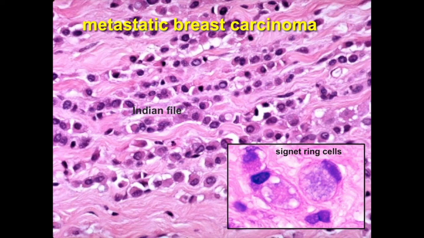This photomicrograph shows the classic linear pattern of metastatic breast carcinoma, usually lobular breast carcinoma. This is termed the Indian file pattern. This refers to Native Americans in a war party walking one behind the other on a narrow trail in the forest. You can also see mucin-containing signet ring cells.